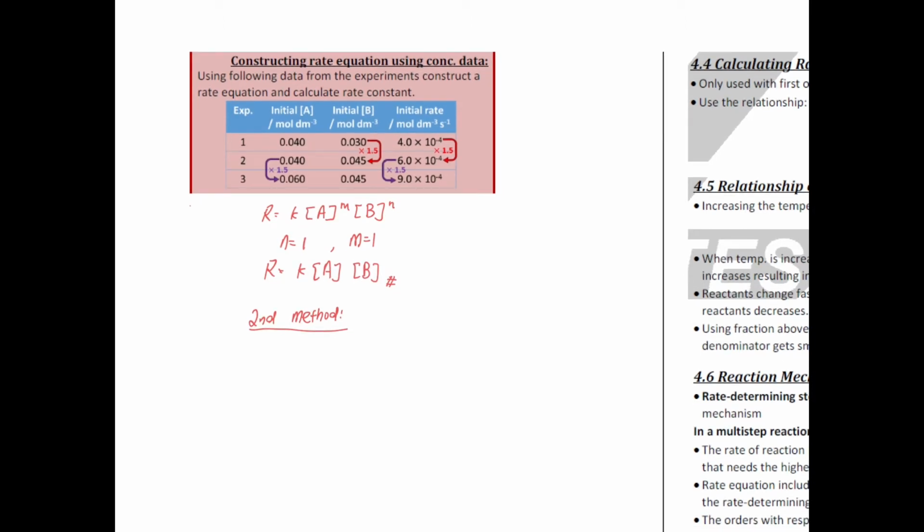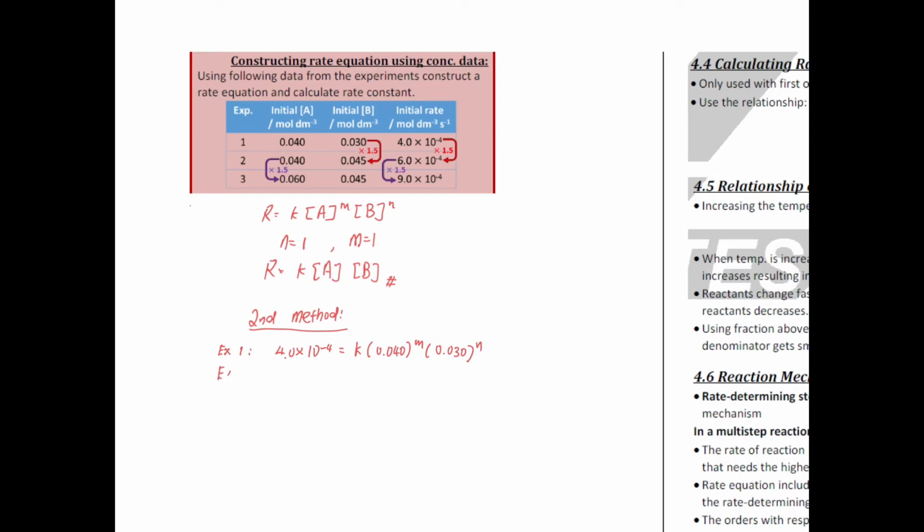Okay. Second method is like this. We use mathematics. We substitute everything into the equations. So experiment 1, the rate is 4.0 times 10 to the power of negative 4. Okay. Concentration of A is 0.040 to the power of m. Concentration of B 0.030 to the power of n.